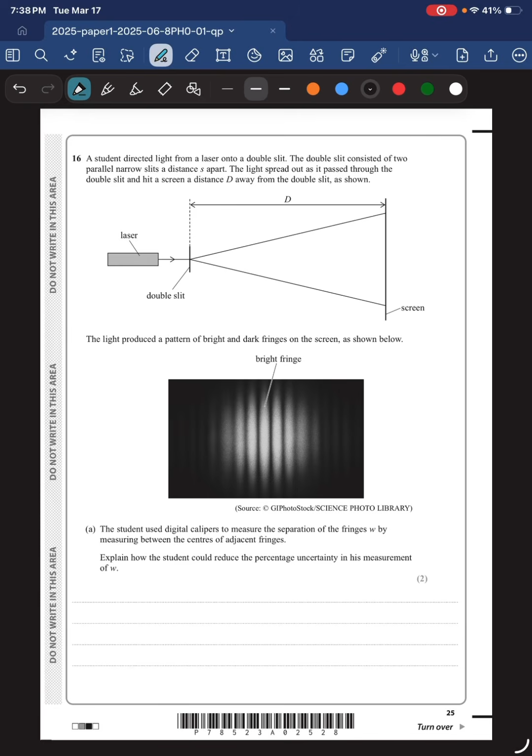A. The student used digital calipers to measure the separation of the fringes W by measuring between the centers of adjacent fringes. Explain how the student could reduce the percentage uncertainty in his measurement of W. So the percentage uncertainty in W is equal to the absolute uncertainty in W over W. So measure for n fringes and divide by n.